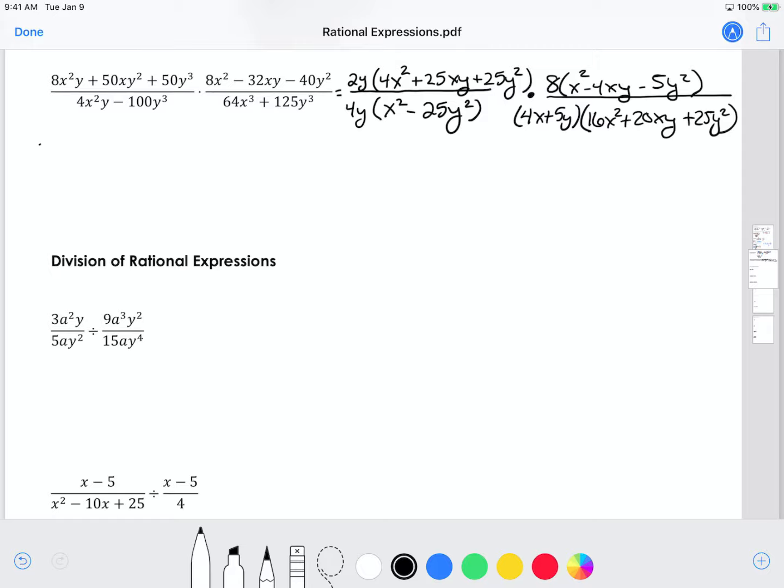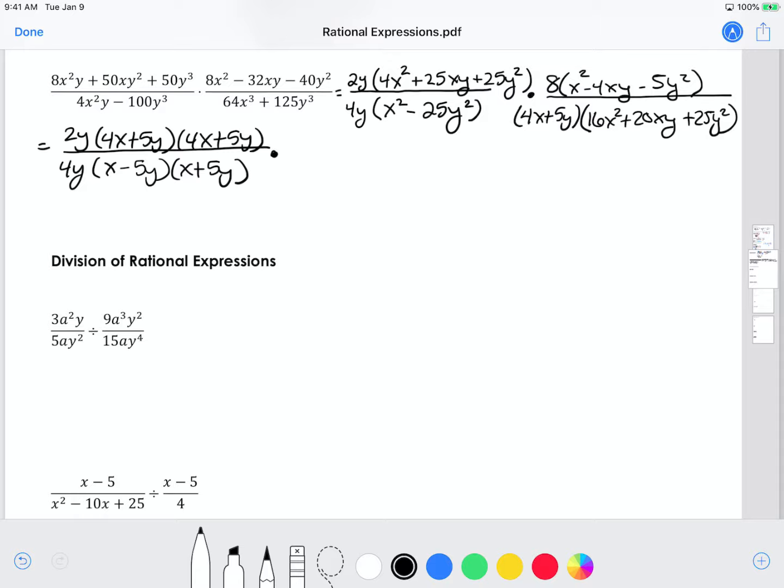Now, let's continue factoring down here. It's not done. In the numerator of the first fraction, I can still factor 4x squared plus 25xy plus 25y squared. And if I factor that, I would get 4x plus 5y times 4x plus 5y. In the denominator, I would have a 4y, and then if I factor x squared minus 25y squared, that's a difference of squares, so I can write that as x minus 5y and x plus 5y.